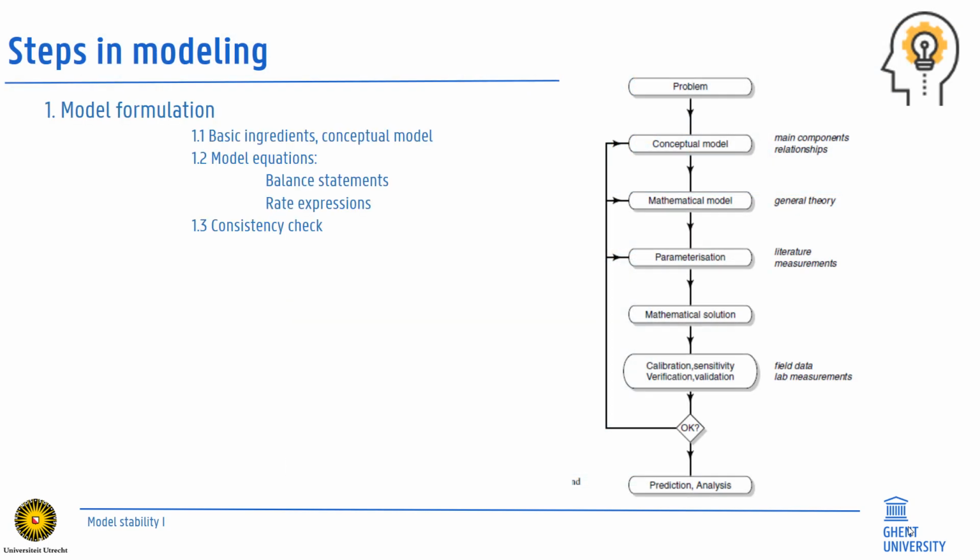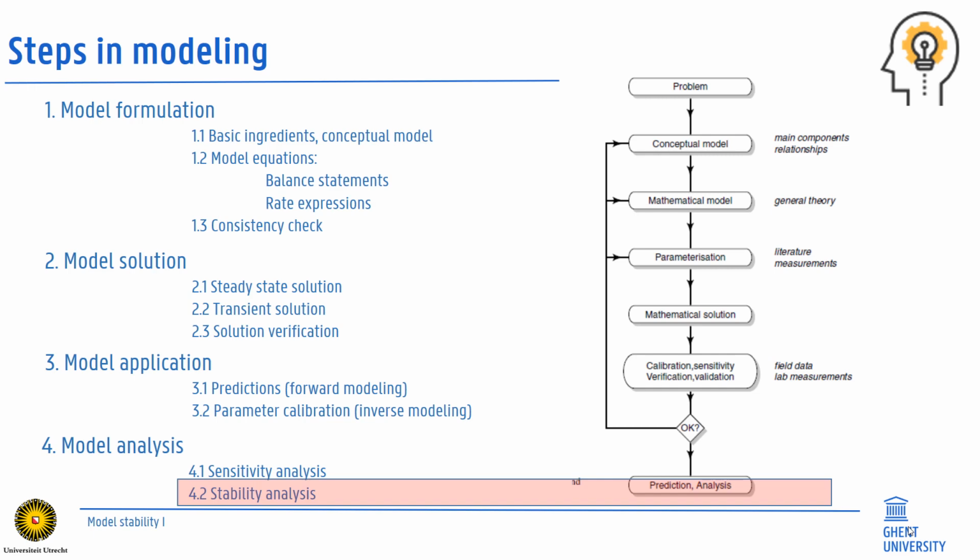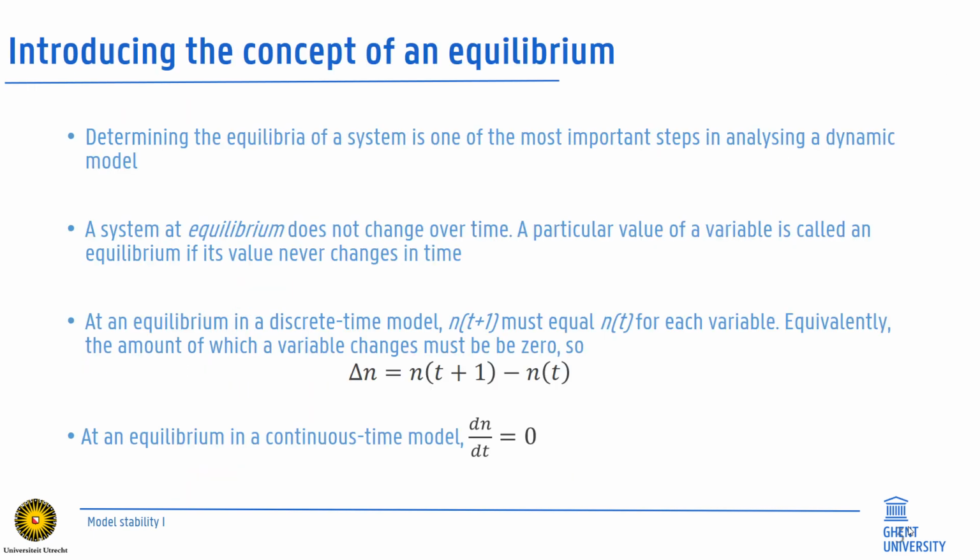After formulating the model, finding solutions, and applying the model to make predictions, we may need to understand the stability of modeled equilibria. Determining the equilibria of a system is one of the most important steps in analyzing a dynamic model. A system at equilibrium does not change over time, so a particular value of a variable is called an equilibrium variable if it never changes in time.